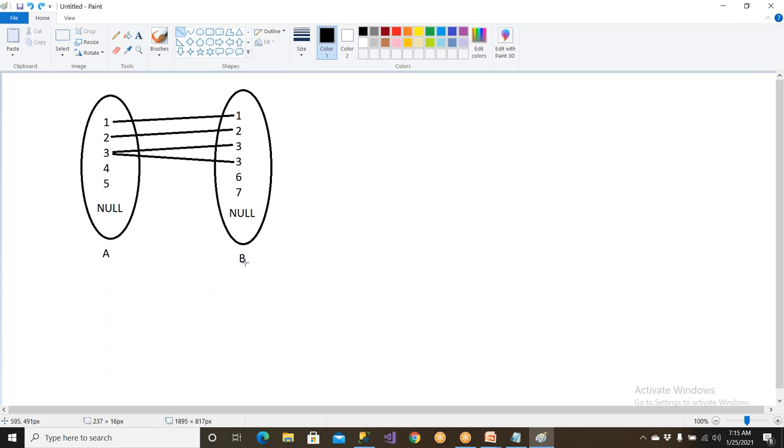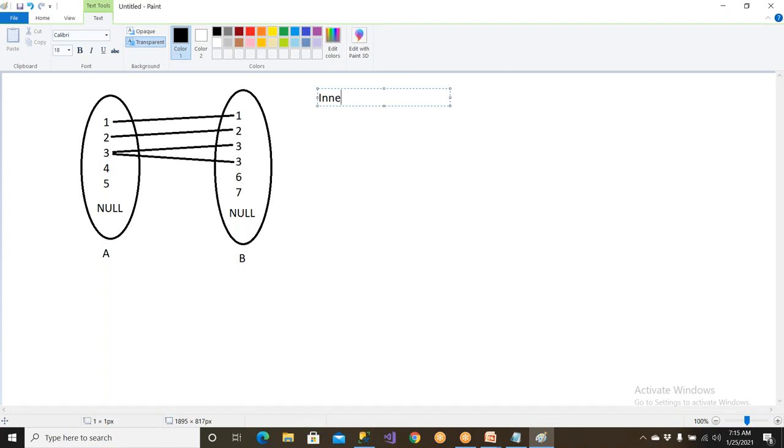I have set A and set B. In mathematics, we say set A, set B, set C, and so on. So if you go for an inner join, how will the data come out?